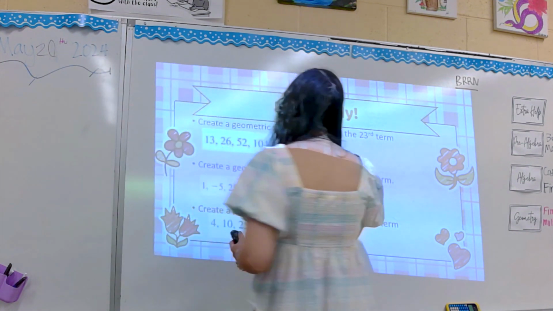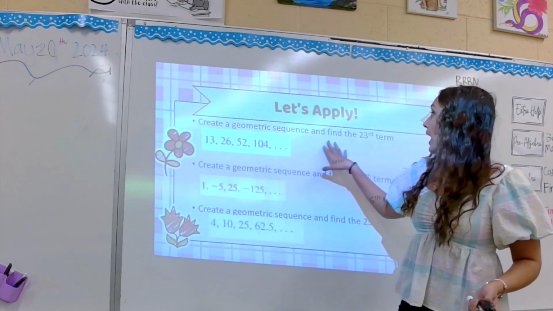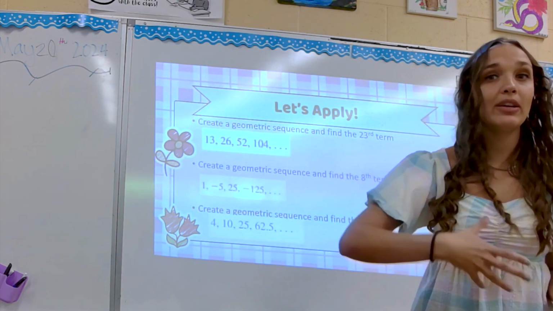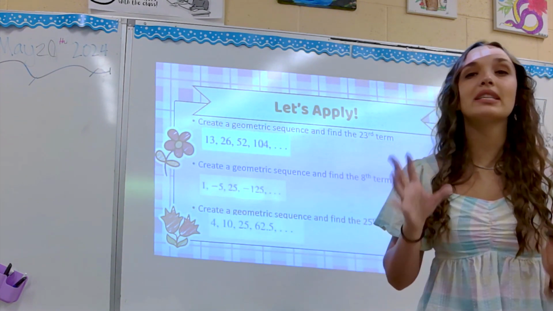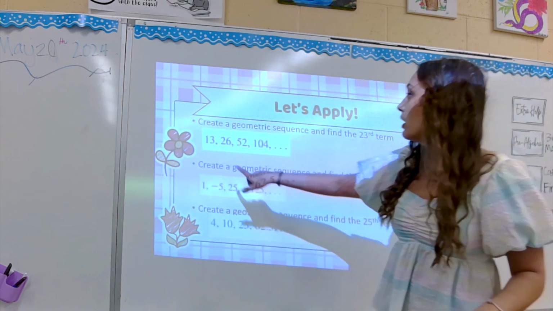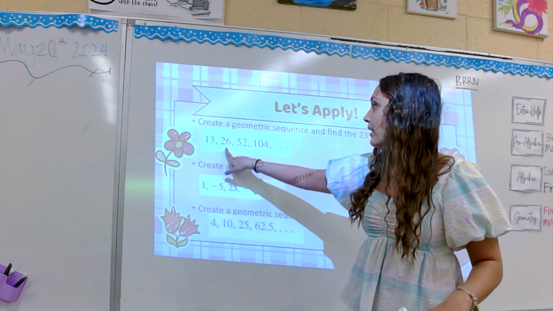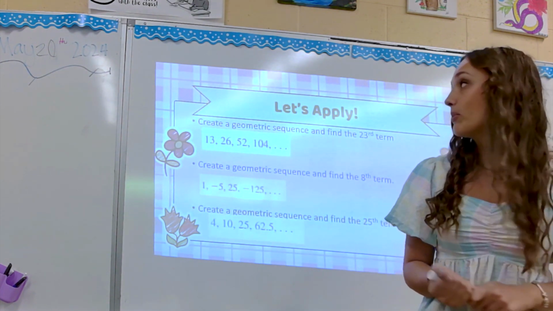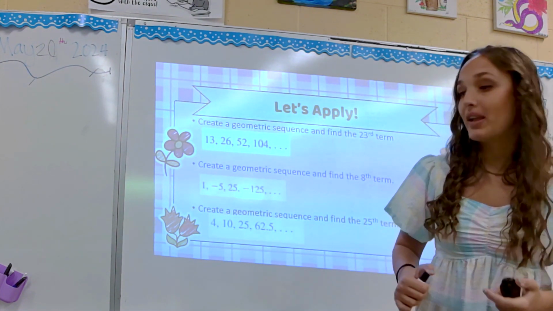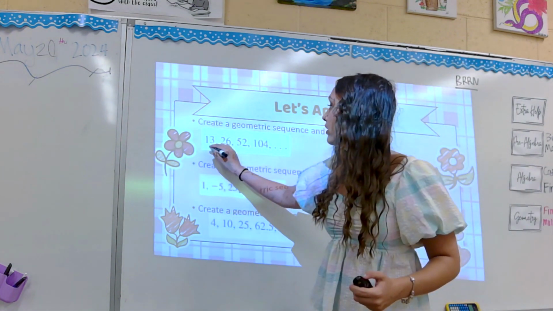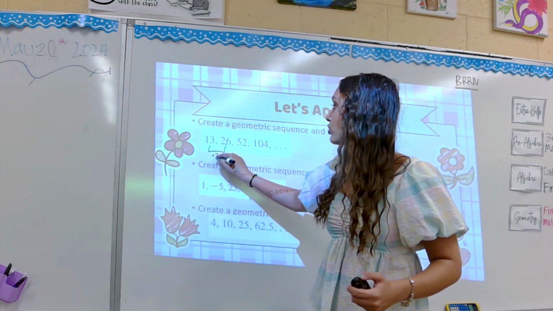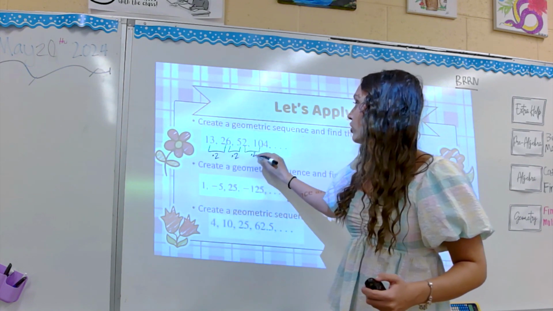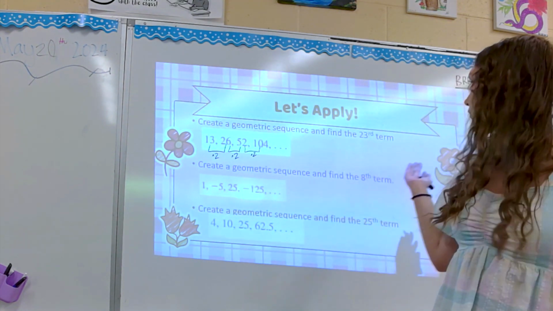So we want to create a geometric sequence and find the 23rd term of this. So we have to look, is this geometric? Is it arithmetic? Obviously it tells us it's geometric, but we look. This is going up by 13. This is not going up by 13 by addition. So it's not arithmetic, it's geometric. So I'm going to see, what am I multiplying by? So for here, we are going by times 2. Same thing here, times 2. Times 2.